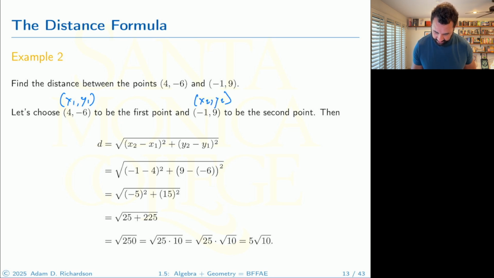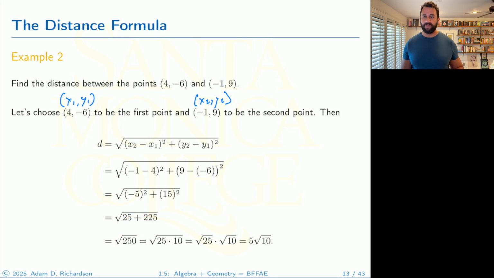x2, y2, like so. Now we can plug everything in, right? So you plug it all in, we get this. Simplify in the parentheses, you get this. Okay, 5 squared is 25. 15 squared is 225. So you add those up and you get 250.